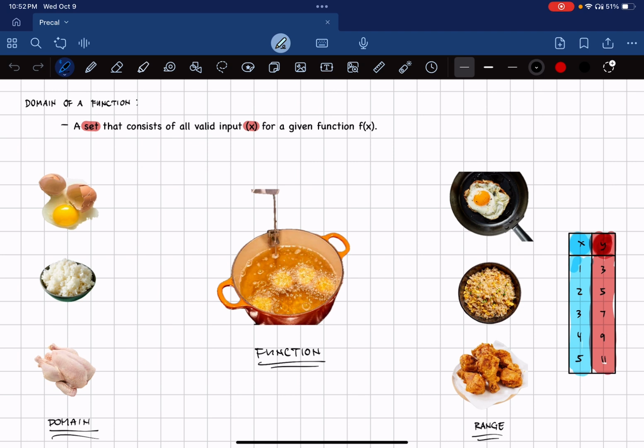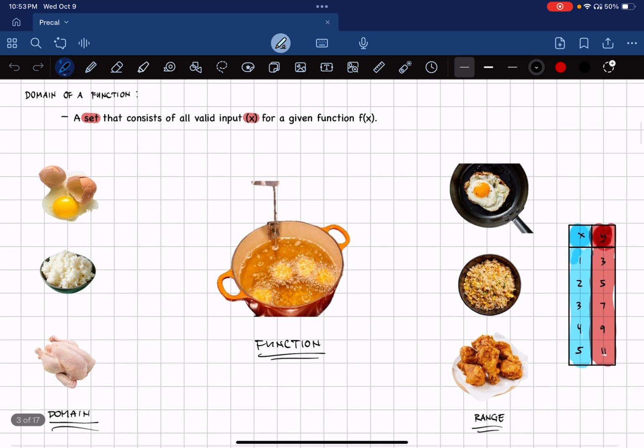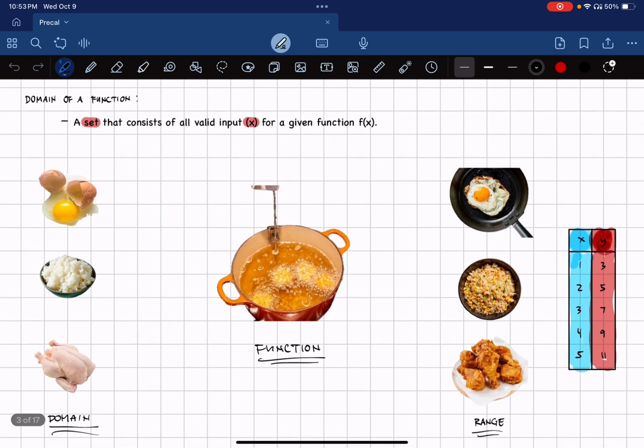So, our topic for now lamang is the domain of a function and how to find and to notate the domain of a function. So, basic definition lamang. Domain of a function is a set that consists of all valid inputs for x for a given function f of x.